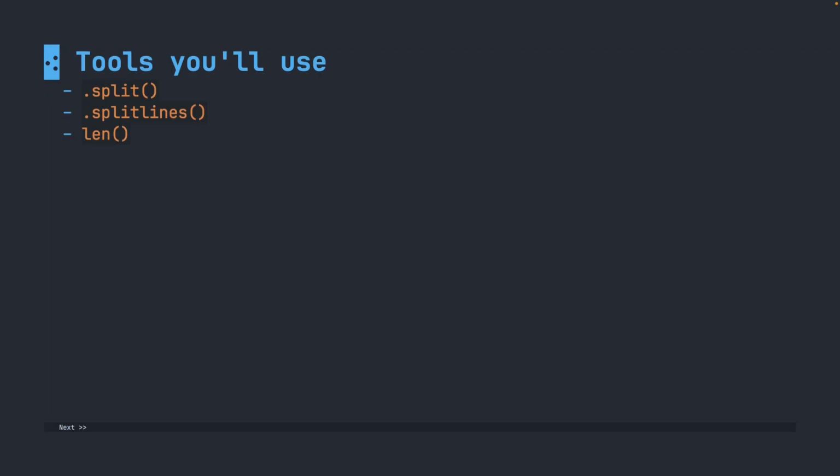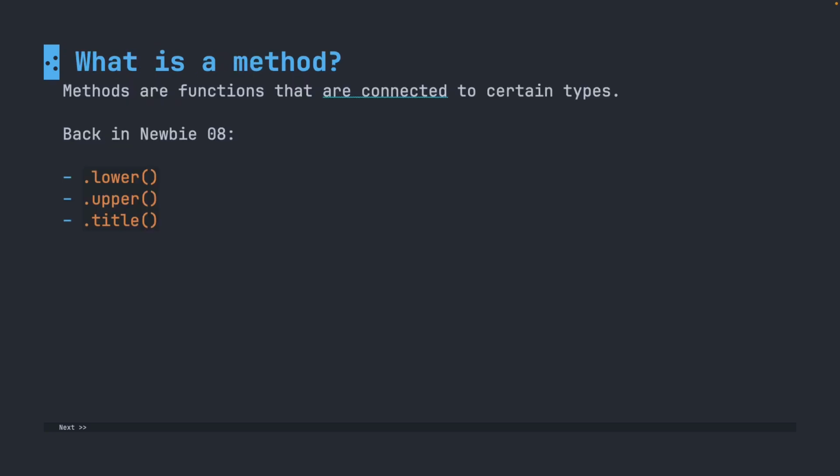So in word count, you're going to need three new tools. The first is a string method called dot split. The second is a string method called dot splitlines. And the third is a built-in function called len. That is short for length. You're trying to figure out how long a Python object is.